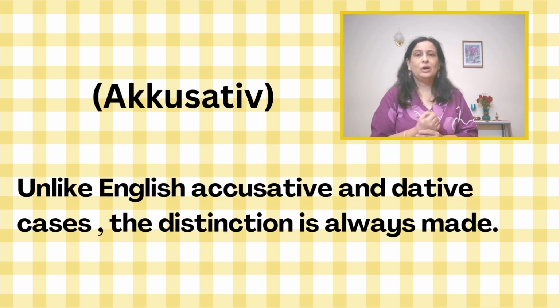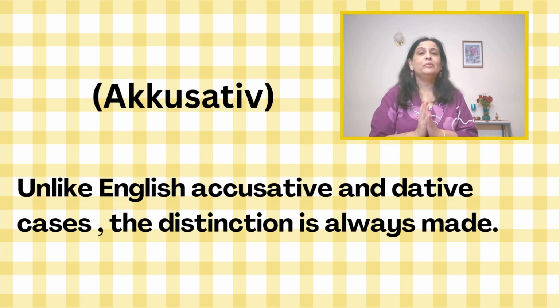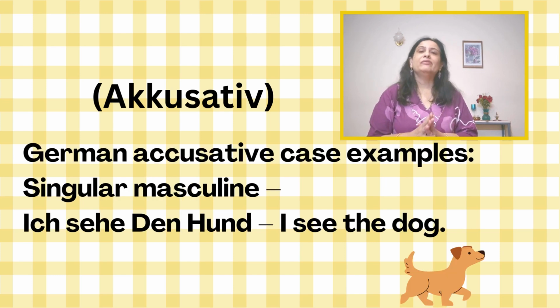Now suppose you ask one question, that is was, meaning what, or wen, meaning whom. Whatever answer you get, that is the accusative case. In the dative case, the question will be wem, meaning whom, W-E-M, wem. But that we'll see in some other video. Now we have seen the personal pronouns and we have seen how the articles change. Now we'll see a few examples, so you will get more idea about this accusative case.